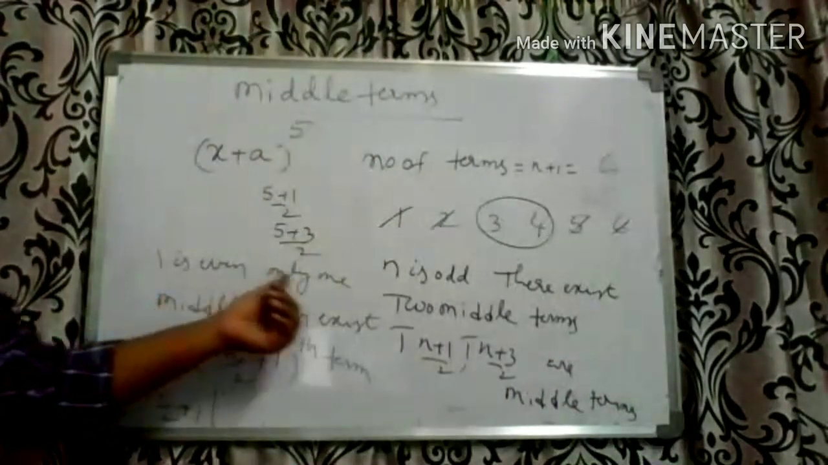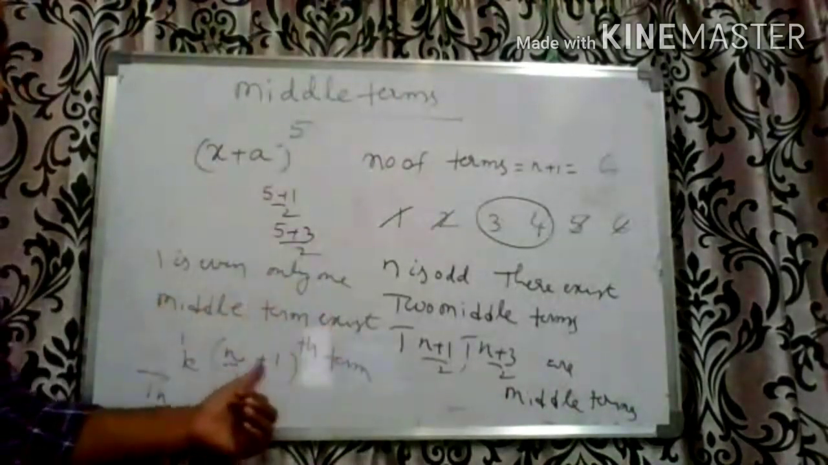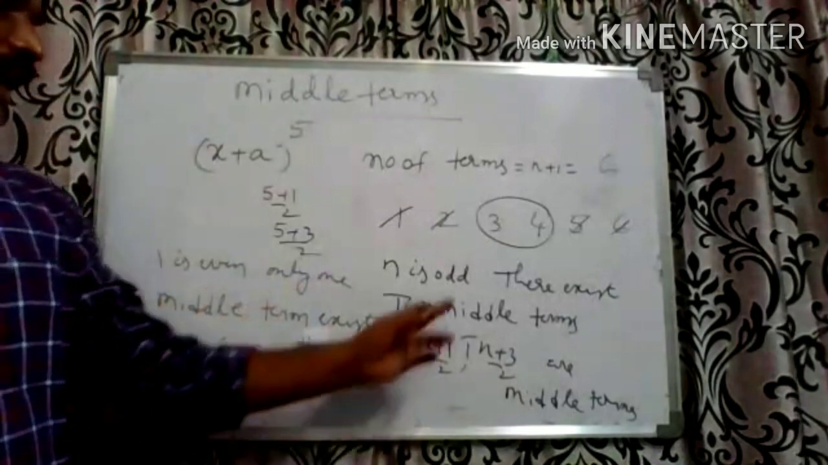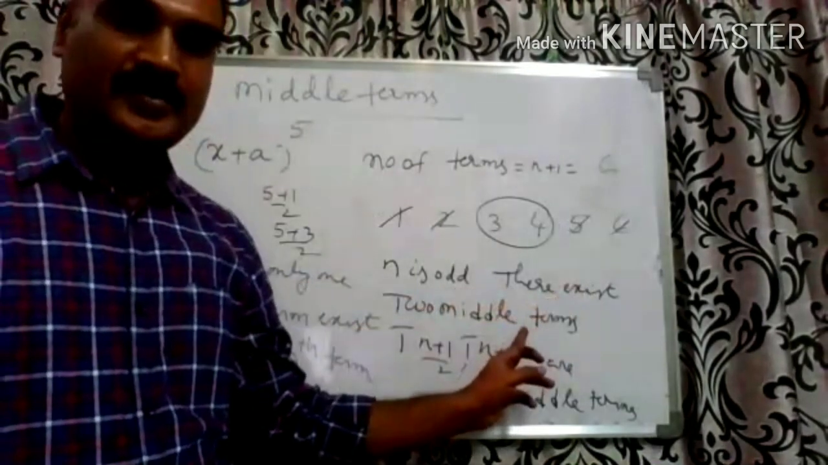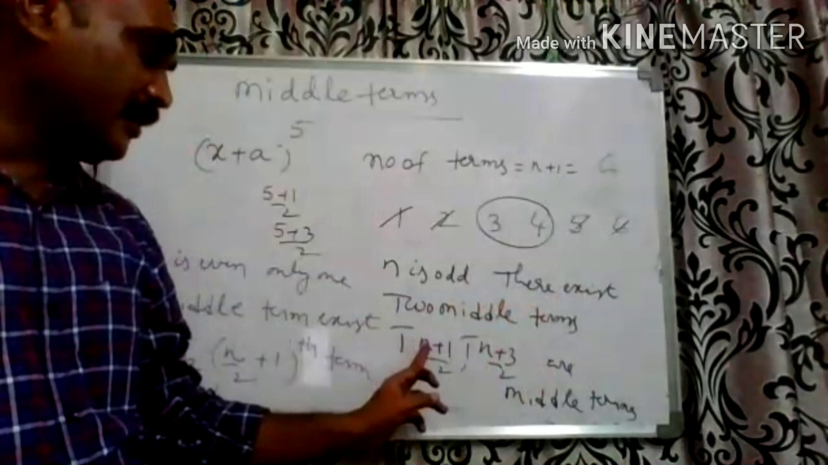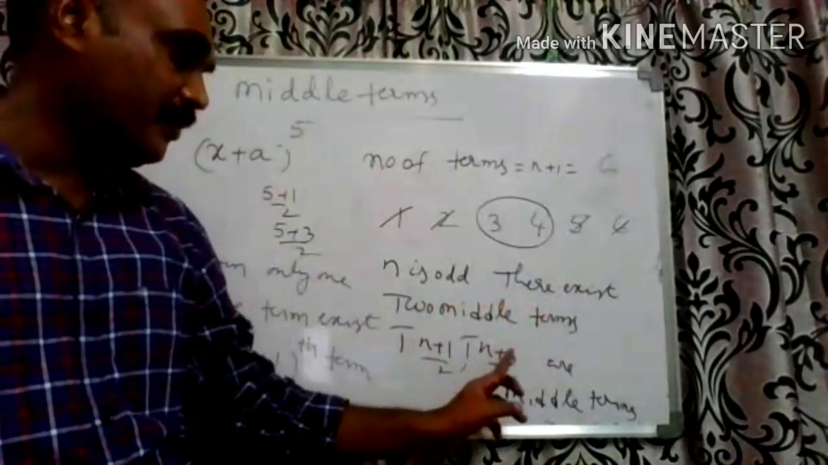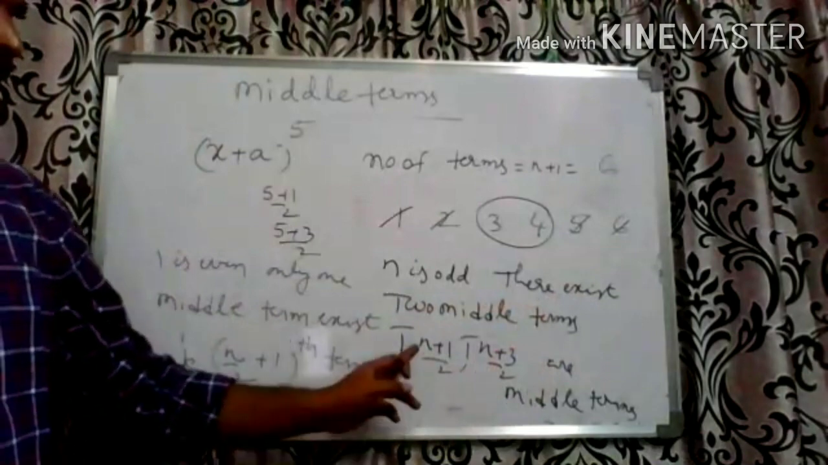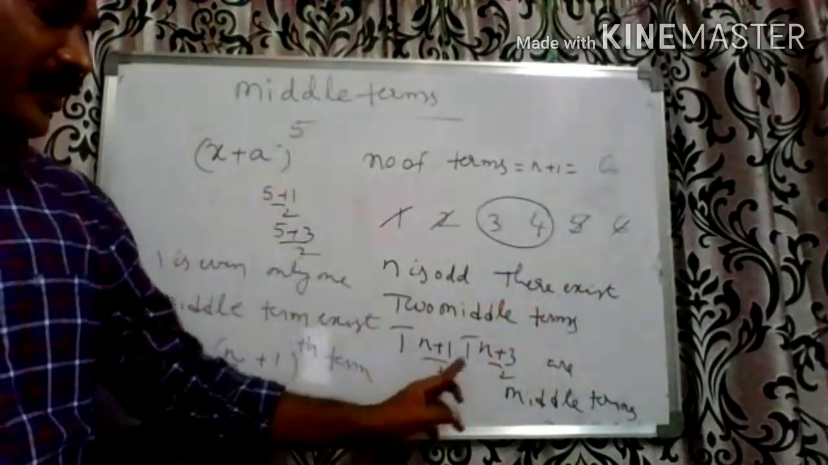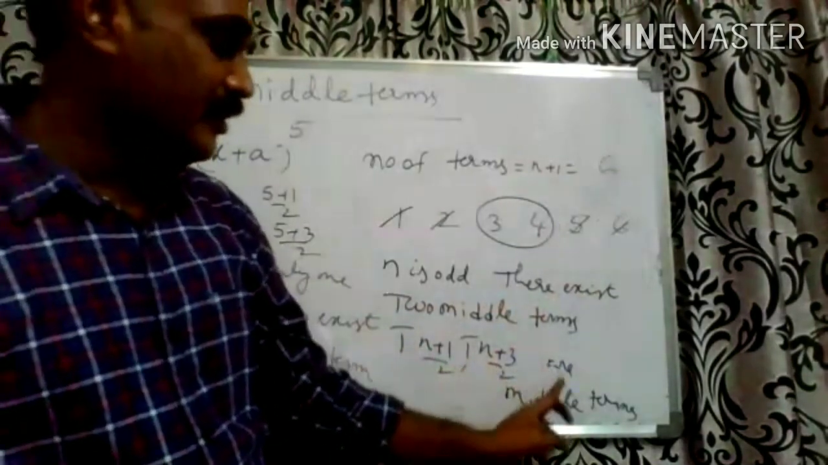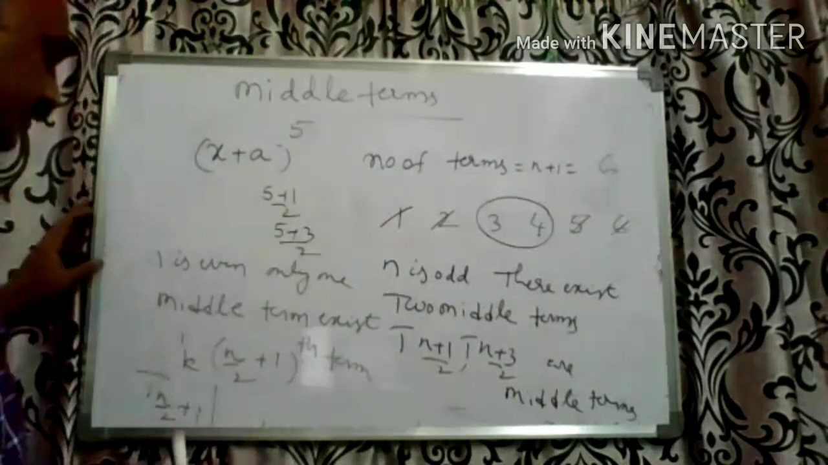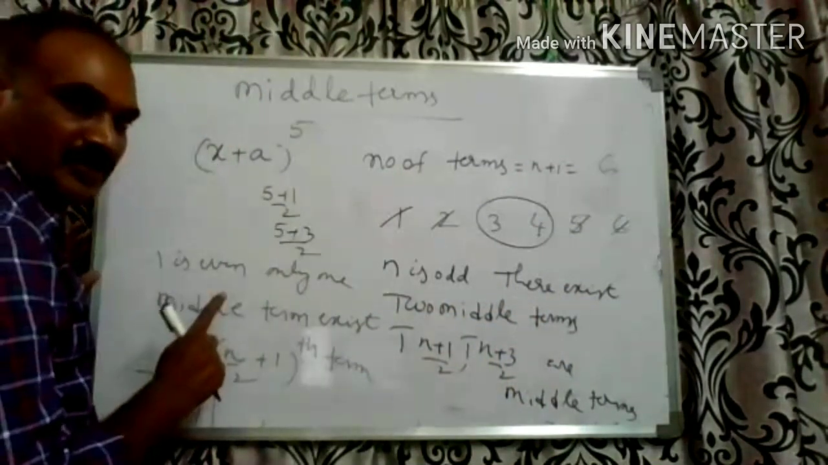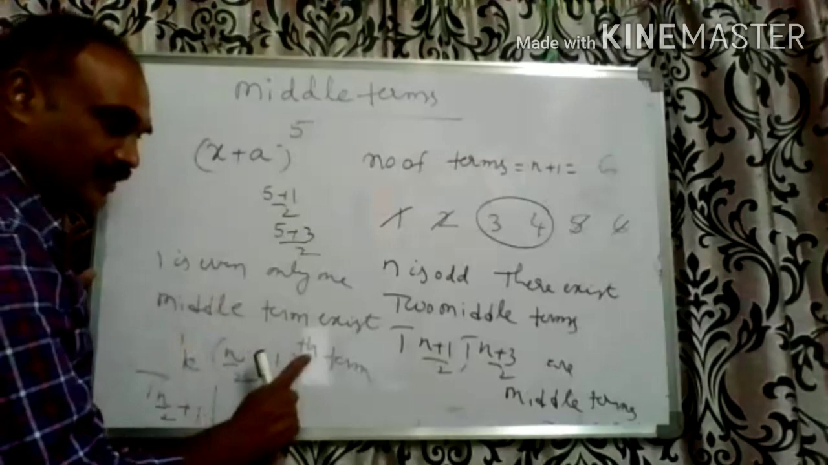When n is even, only one middle term exists, with the formula n by 2 plus 1th term. When n is odd, there exist two middle terms, with the formula T n plus 1 by 2 and T n plus 3 by 2.